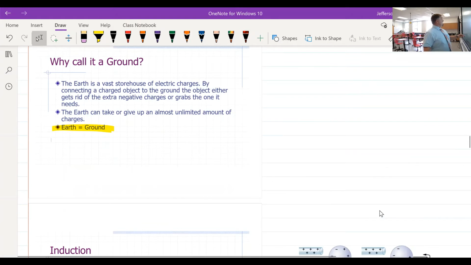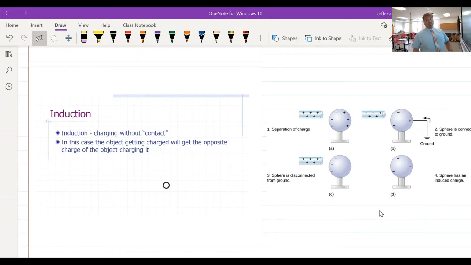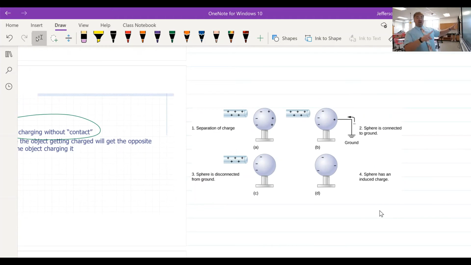Now, the last thing we're going to talk about in charging is called induction. And induction is a little weird because it's charging without contact. Remember, with conduction, we took our charged object and touched the other one. And so they share the charge. With induction, we're going to use the ground to help charge our object. And I'm going to walk you through. Again, this diagram is here. We will draw this tomorrow. Okay, so you don't have to copy this down, but I want to walk you through it, and then we'll actually draw the step-by-step tomorrow.